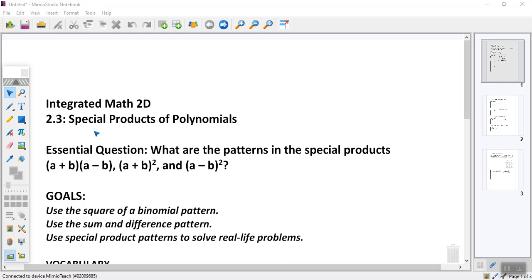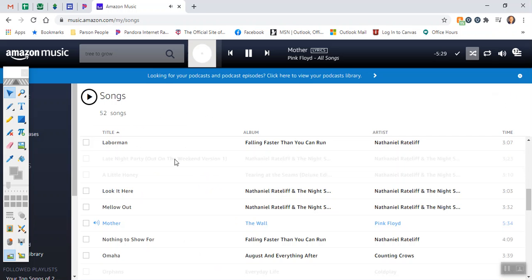Okay, kids, we're going to get started here on 2.3, special products of polynomials. How about a volunteer to read my essential question there?